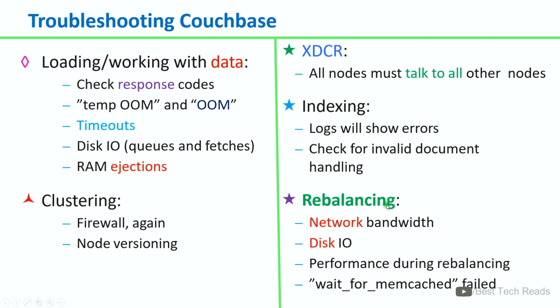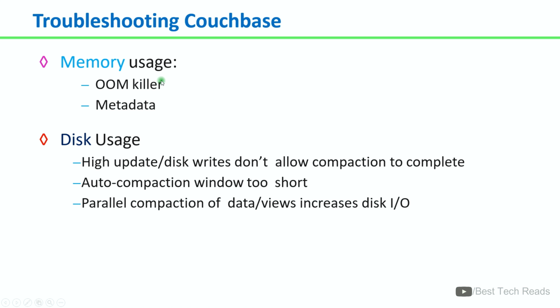For troubleshooting rebalance-related issues, check the network bandwidth and disk I/O, check the performance during the rebalance, keep an eye over the CPU and RAM utilization, and also check the logs. They will record why the rebalance is failing. Memory usage: anytime we are facing issues related to memory, it will throw an out of memory error.